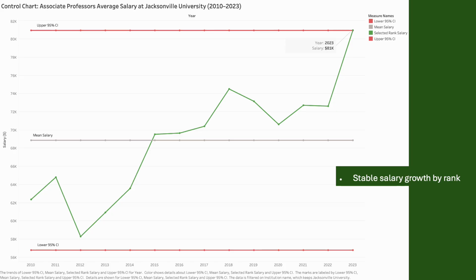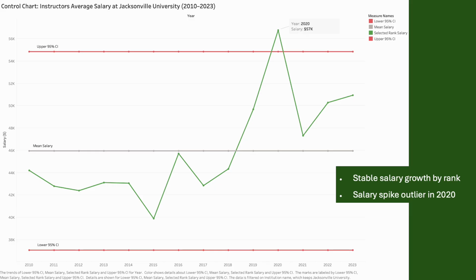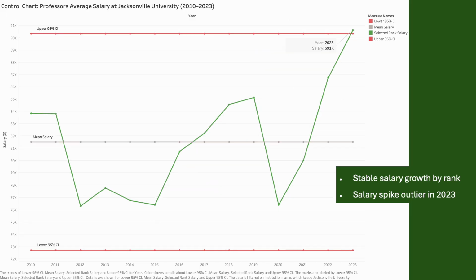However, the increases have been modest compared to JU's overall expense growth. In some years, there are noticeable salary spikes beyond the normal range, such as in 2020 for instructors and in 2023 for professors, which is likely due to policy changes or market adjustments.